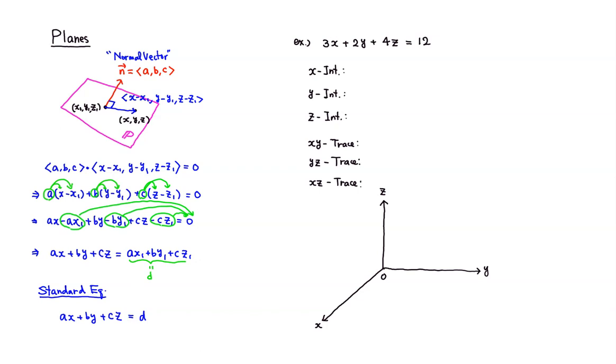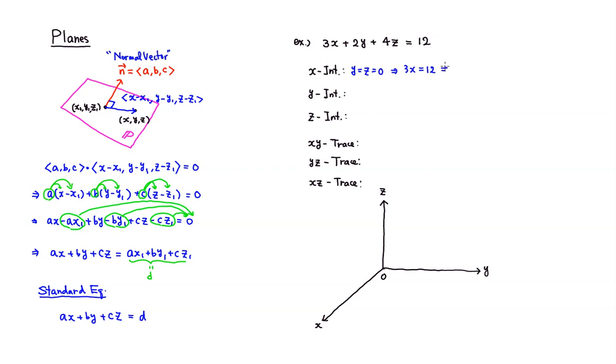Let's look at an example. Say you have a plane whose equation is 3x plus 2y plus 4z equals 12. Let's find its x-intercept. To find the x-intercept, we want to set y and also z equal to 0. You can see that the second term and the third term will be 0, so what you get is 3x equals 12.